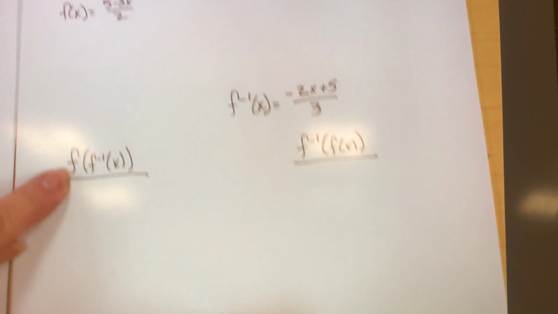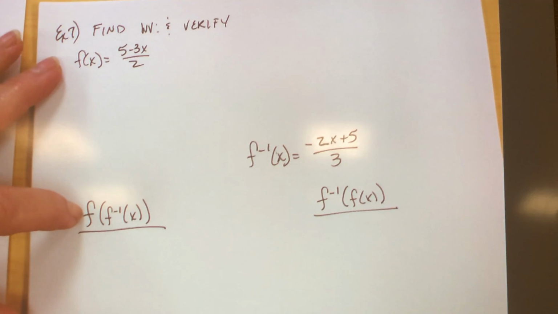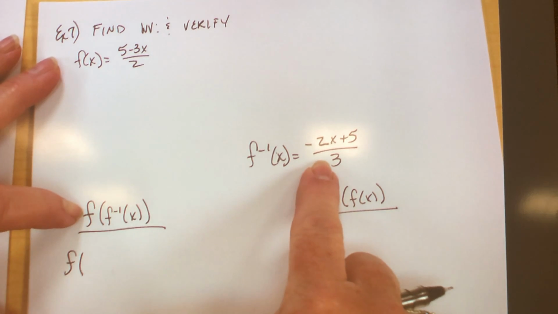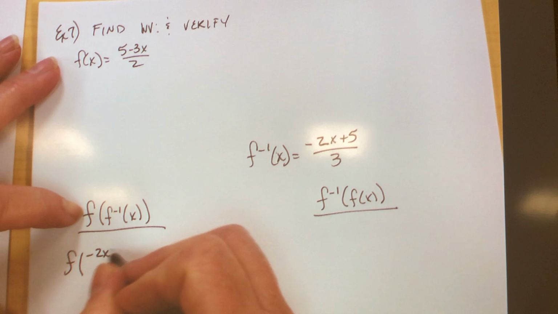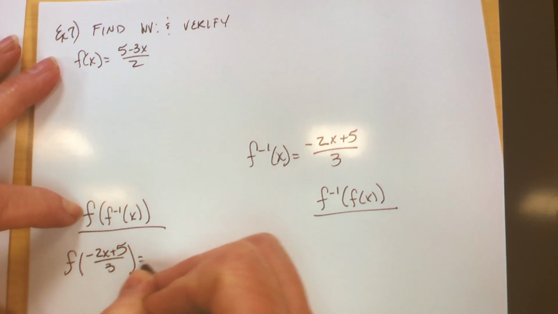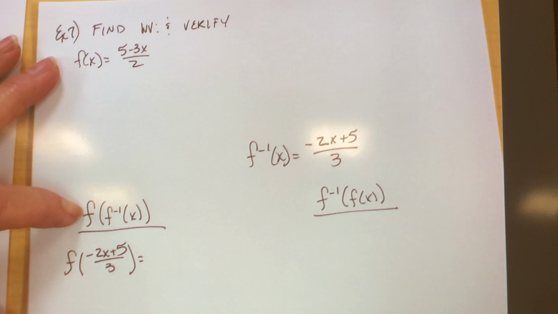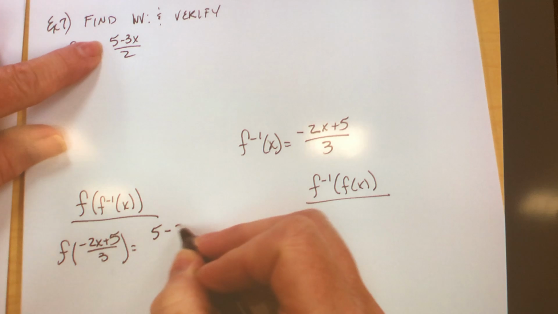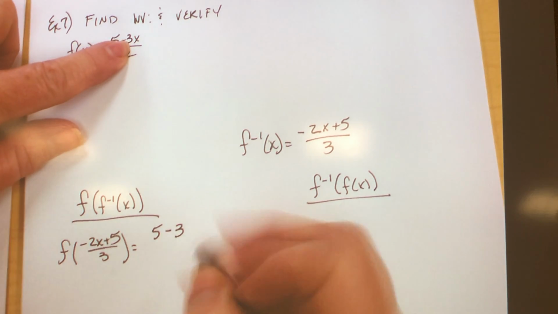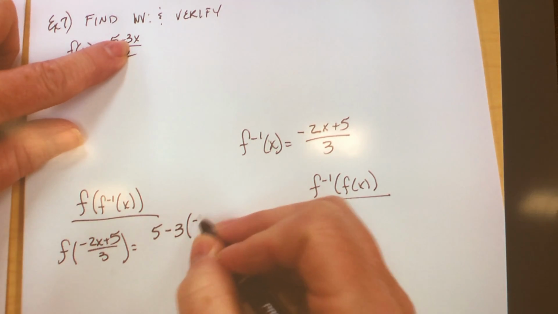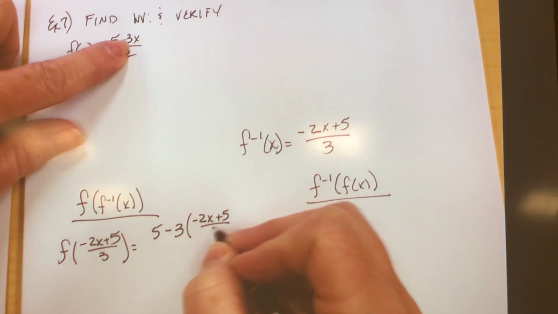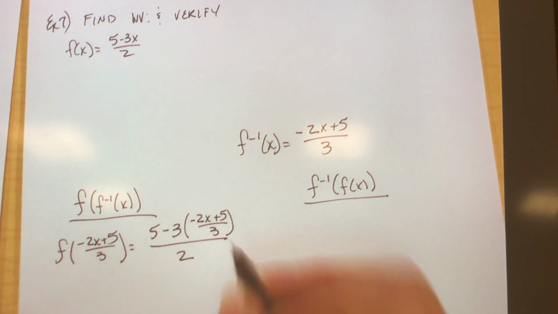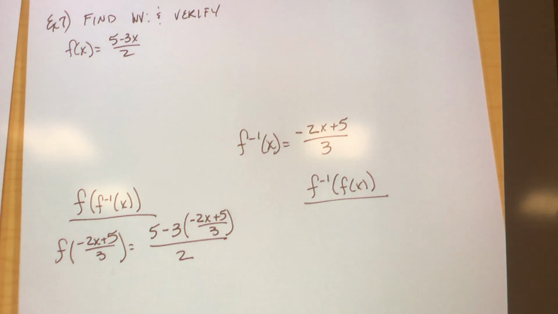So, I'm going to go to the f function. Here is the f function right here. I'm putting f inverse into it. So, this is what I'm putting into it. You can just start working it. Okay. So, here's 5 minus 3. In place of this x is what I have to put this, all over 2.